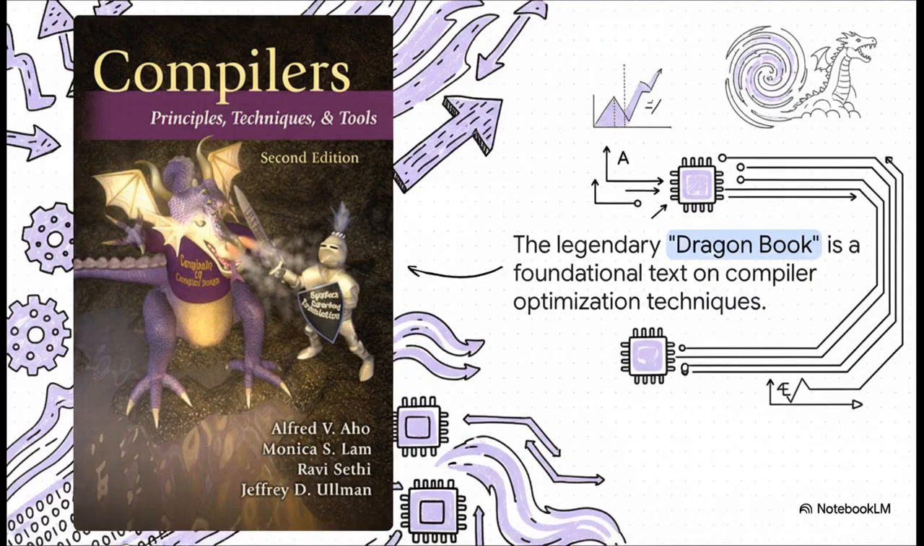And this isn't some secret new age technique. These principles have been around for decades. This book right here, known to pretty much every computer science student as the Dragon Book, is one of the foundational texts on how to build these amazing programs. It's just filled with the very optimization techniques that make our digital lives better.